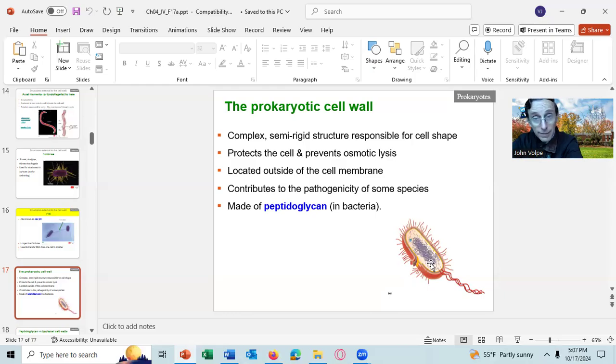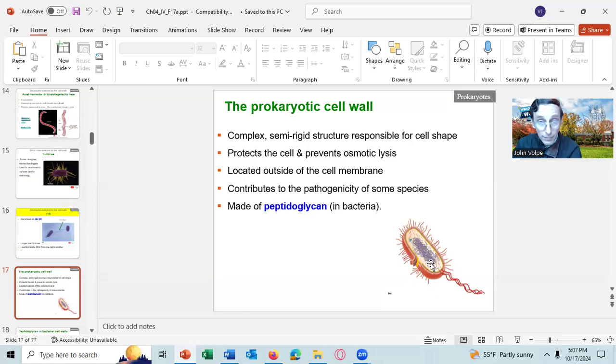The cell wall is located outside the cell membrane. And even though it's located outside the cell membrane, we do consider the cell wall a part of the cell. The cell wall is the last part of the cell, meaning anything further out of the cell, like the capsule, is considered external to the cell. The cell wall can contribute to the pathogenicity in some species, like the Mycobacterium species. The cell wall definitely contributes to their pathogenicity. The cell wall also has receptors for attaching to their host cell. And we'll talk a little bit more about that later.